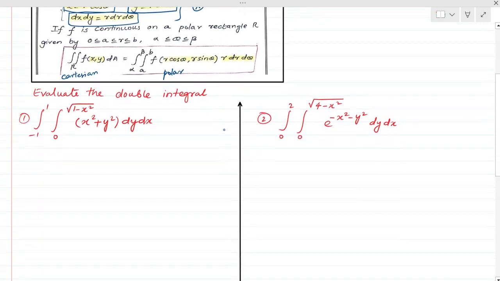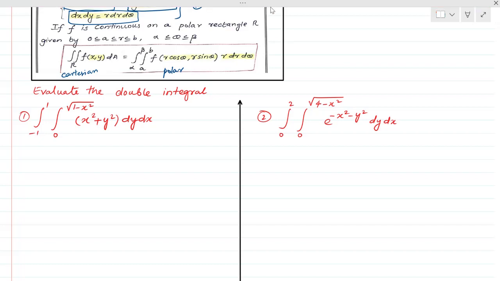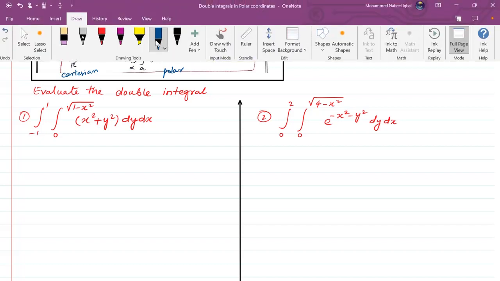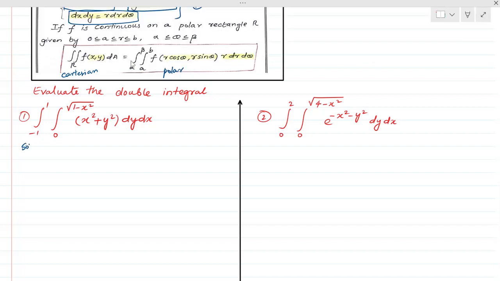So let us start with the problem. First of all, I will write the limits of x and y. What are the limits here? The limit of y is y equals 0 to y equals square root of 1 minus x square. If you square it, we get y square equals 1 minus x square. Move the x square here: x square plus y square equals 1, which is a circle, the unit circle.